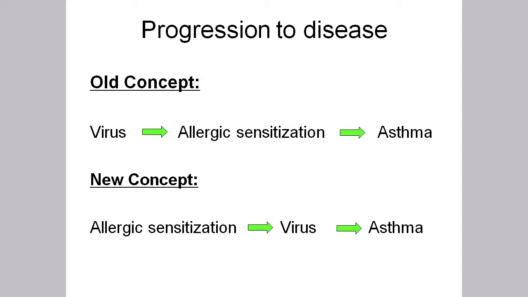Our thought process of asthma has changed a bit nowadays. In the old times, we used to think that a viral infection triggers a process where you then get allergic sensitization once exposed to allergens, and that results in an asthma phenotype. But the new concept is that the allergic sensitization comes first, followed by viral infections, which can then trigger asthma. This has been a big shift in our thought paradigm.